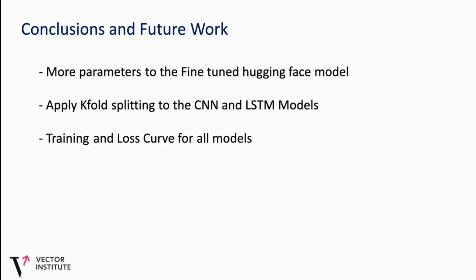So in future work, more parameters should be used to fine-tune the Hugging Face model, because when I was training the model, I used just the default metrics. Also, k-fold splitting should be done on the CNN model and the bidirectional LSTM. And future work should include the training and loss curve for all of the models.